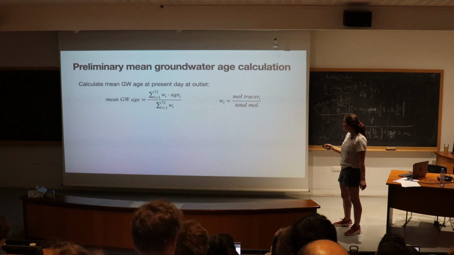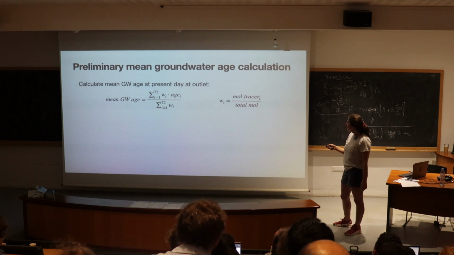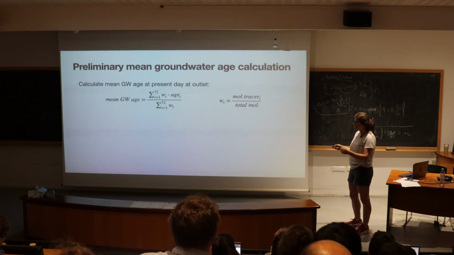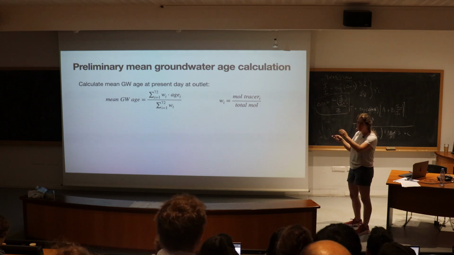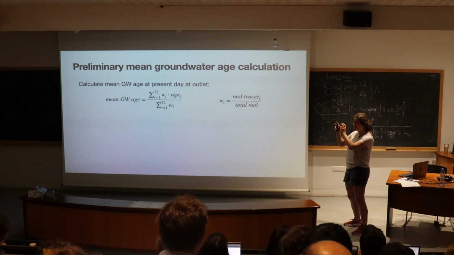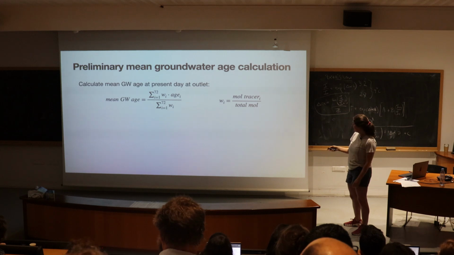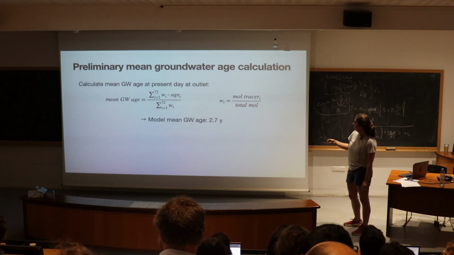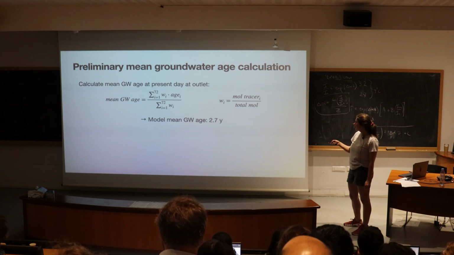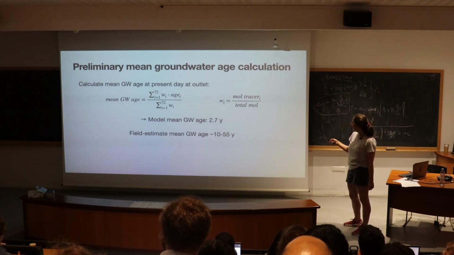And so I'm calculating mean groundwater age as a weighted mean. At that outlet, at a certain point in time, I'm calculating the weights as the moles of a certain tracer from each year over the total moles coming out, and then getting a mean groundwater age of 2.7 years. Which, I don't know if I forgot to point out the ages on that original graph, but they were more like 10 to 55 years.